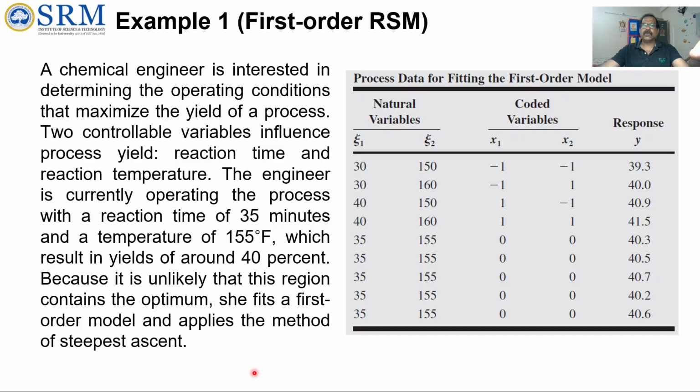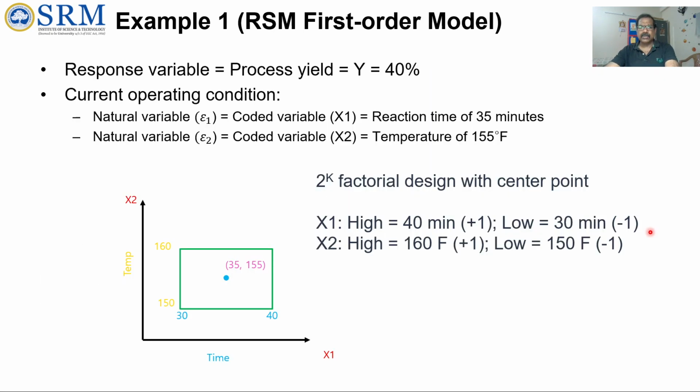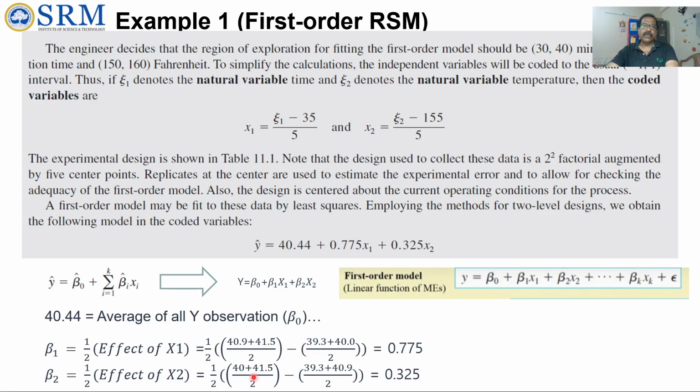Where is factor 2? This is factor 2. Where is the high level? Here the high level is 1, here also 1. So 40 and 41.5, that is what they used, 40 and 41.5 minus the next value. With that they are calculating beta 1 and beta 2.